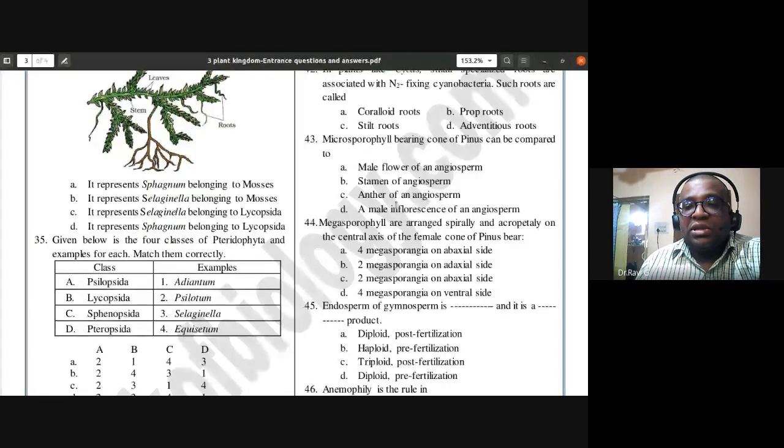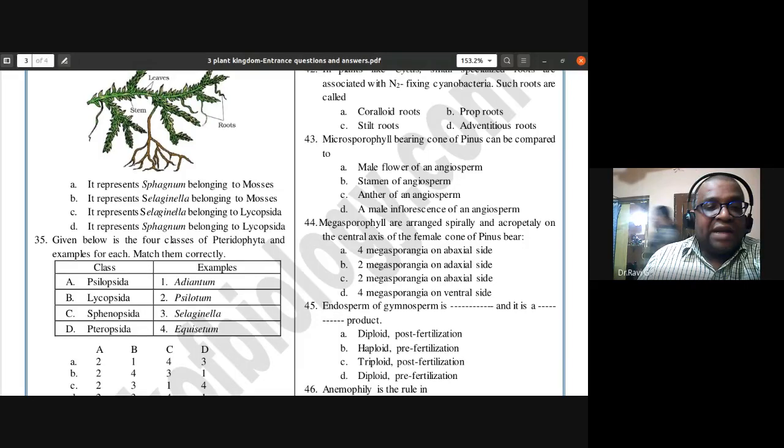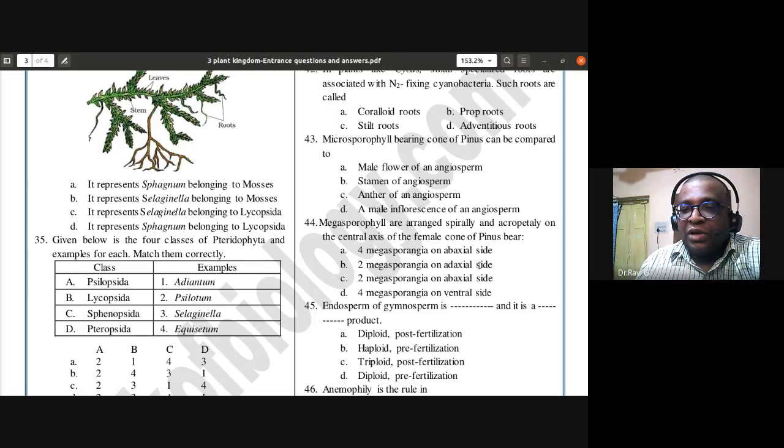44th, megasporophylls are arranged spirally and acropetally on the central axis of the female cone of Pinus, bearing two megasporangia on the adaxial side. So you should write it as two megasporangia on the adaxial side. So 44th, B is the answer.